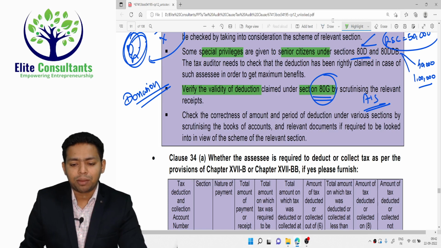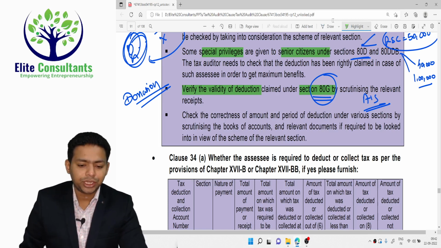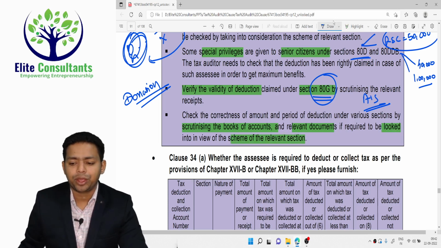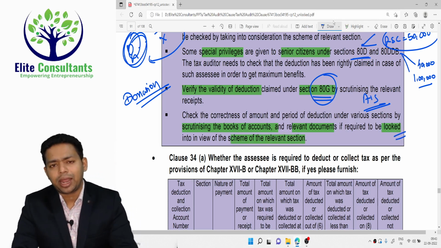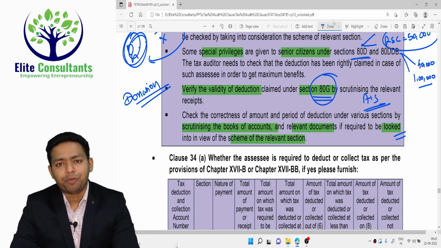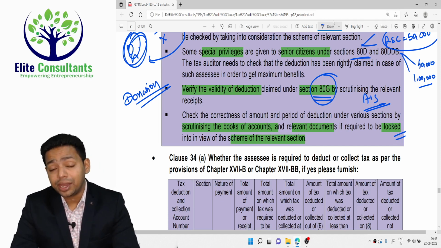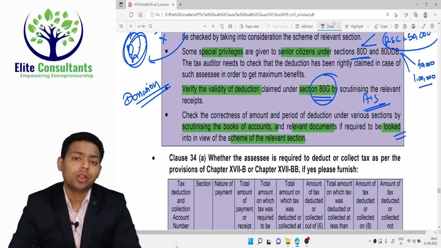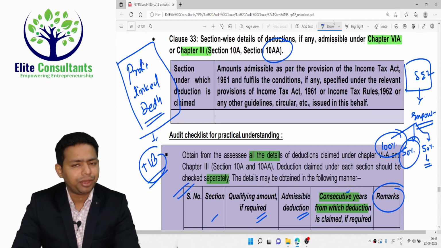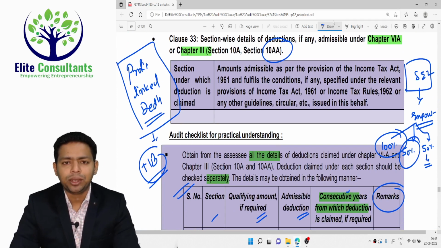Check the correctness of the amount and the period of deduction under various sections, scrutinizing the books of accounts and relevant documents if required, in view of the scheme relevant for the section. So if required, you can go and read the scheme, like right now we are having startup scheme, 80IAC. If assessee is claiming deduction for startup scheme, then you have to go and literally read what is there, what are the conditions, and whether all the conditions mentioned in the startup scheme are complied with or not. Yeah. So not much complicated here. I guess it is very easy to understand and very easy to report as well. Thank you.